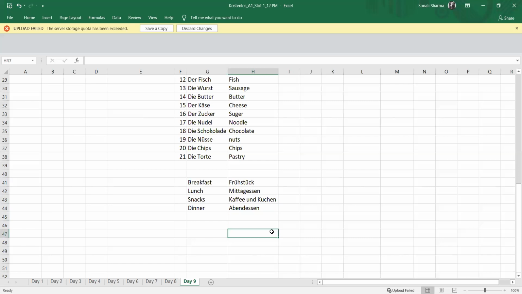Okay, so now let's check the questions. Frage Nummer 1, was isst du? Now I'm using the du form. Was isst du zum Frühstück? That means what you eat for breakfast.